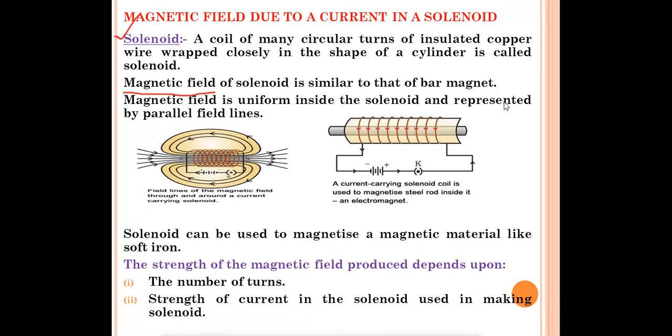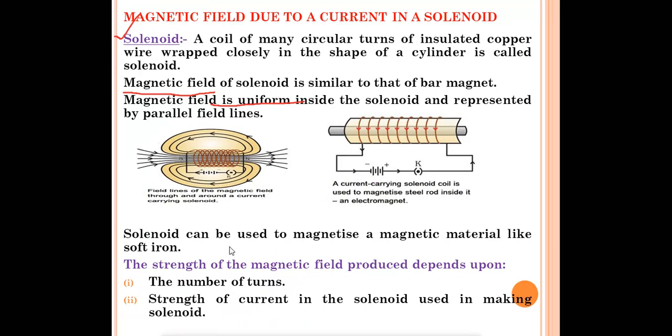Bar magnet is a type of magnet. Magnetic field is uniform inside the solenoid and represented by parallel field lines. So inside the solenoid, the magnetic field is uniform. That means it will be the same everywhere, and it can be represented by parallel field lines. You can see the lines, they are parallel to each other. These are the field lines of the magnetic field through and around the current carrying solenoid.